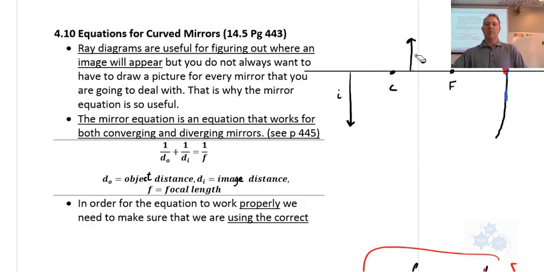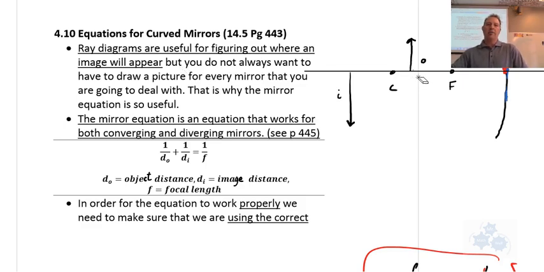So I've drawn a little diagram over here with a principal axis, center of curvature, the focus, and an object and an image here. Normally we've been drawing lines, rays, that go through these points, and that's how we're going to find the image. But what we're going to do is look at the math, how to do that. So ray diagrams are useful for figuring out where an image will appear, but you do not always want to have to draw a picture.